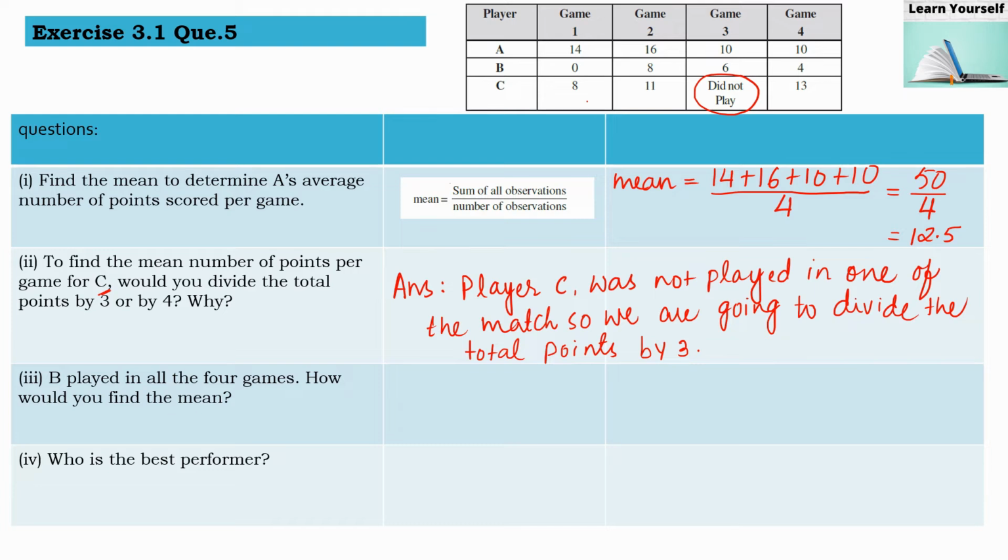Question number 3. B played in all the 4 games. How would you find the mean? So again we are going to find the mean. Mean equals the sum of all the observations. So it is going to be 0 plus 8 plus 6 plus 4, and he played all the 4 games. Even though he scored 0 in one of the games, he was there in the game. So we are going to count this as an observation and we are going to divide by 4. So addition of these numbers will give us 6 plus 4 is 10, plus 8 is 18. 18 divided by 4 will give us 4.5.